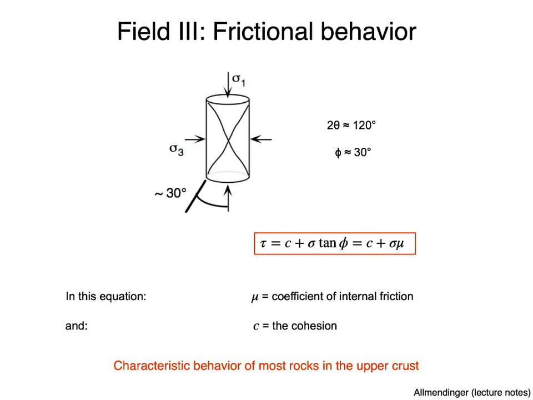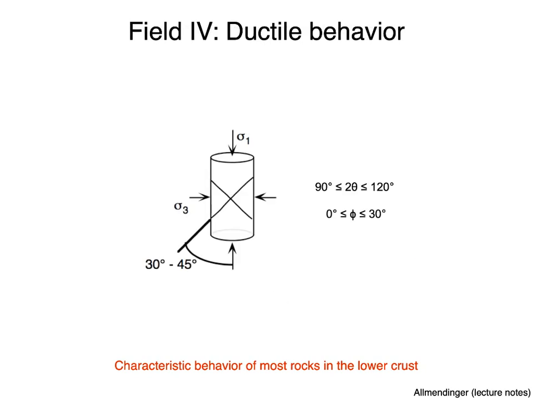This equation is known as the Coulomb failure envelope, and it is the characteristic behavior of most rocks in the upper crust. Field 4 is the ductile behavior. Here, the sample deforms in a more ductile, distributed manner. The fractures are at 30 to 45 degrees from sigma 1, 2 theta is from 90 to 120 degrees, and phi is from 0 to 30 degrees.